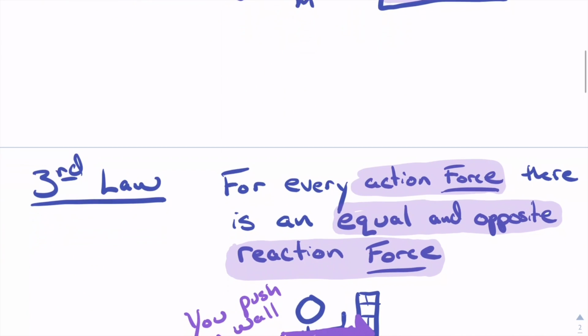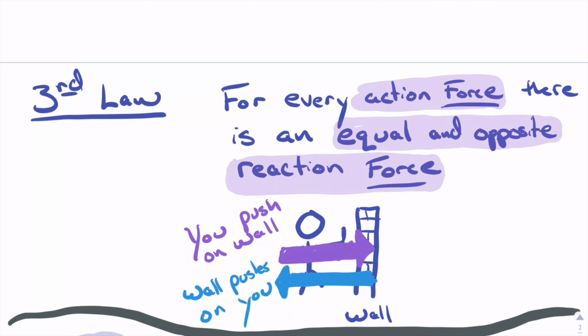Newton's third law, a lot of people know it. It says for every action force, there's an equal and opposite reaction force. So these come in action-reaction pairs. Remember, the thing to remember when it comes to action-reaction pairs is that they act on different objects. Okay? So you push on the wall, the wall pushes on you. Those forces are acting on different things. One force is acting on you, and one force is acting on the wall. So just keep that in mind.